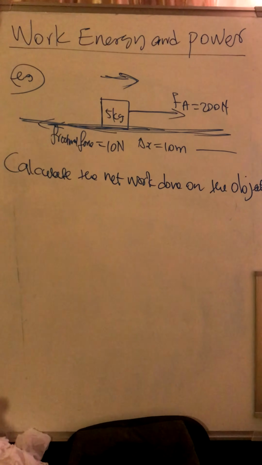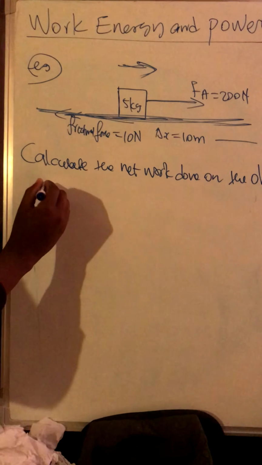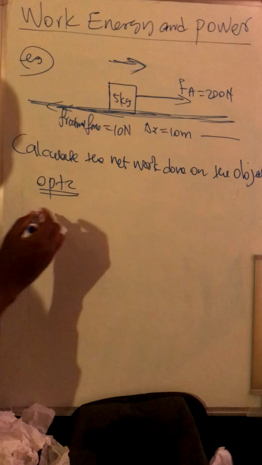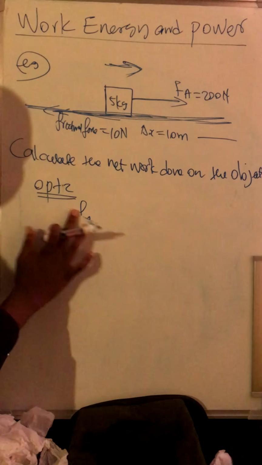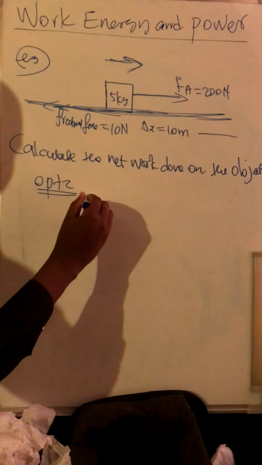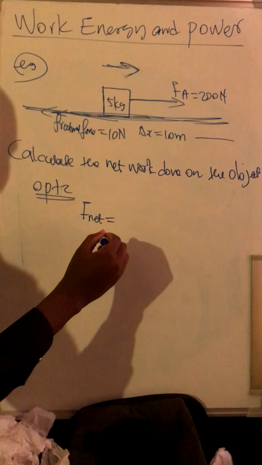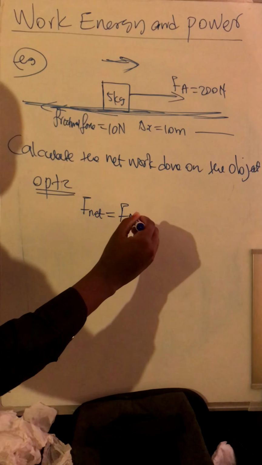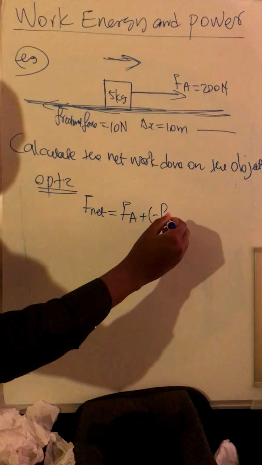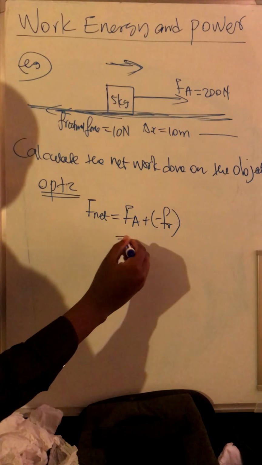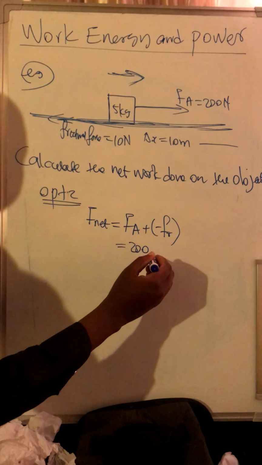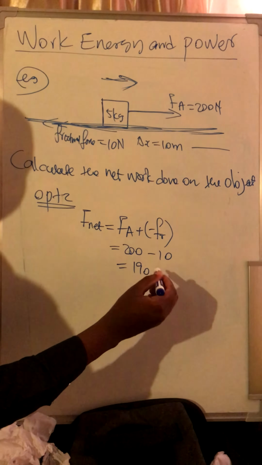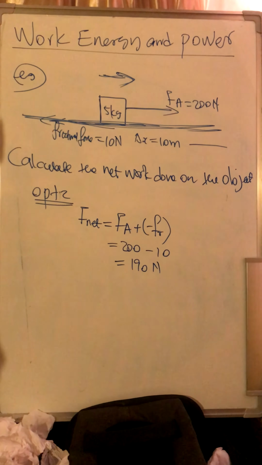Okay. Now, option 2. Let's look at it. Option number 2. What do we have? Someone can say, I love Newton. Someone can talk about F net. F net is equal to the forces going in the direction of the motion, which are positive, F applied, plus the negative frictional force, which gives you 200 minus 10, which is 190 Newton. This is the F net, you see.